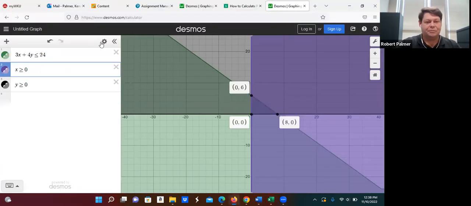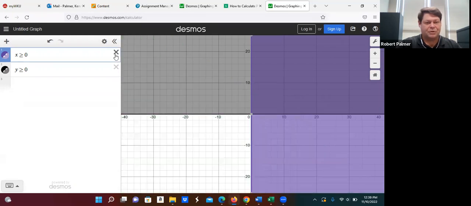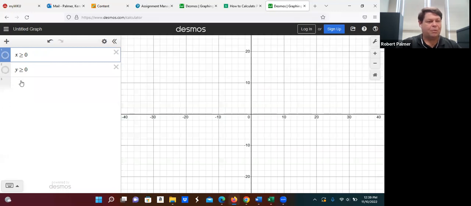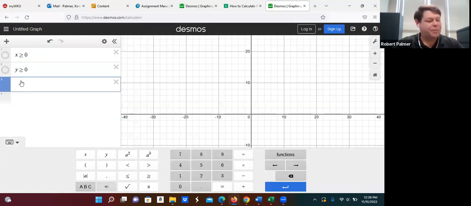So let's get rid of these. Actually, let's go ahead and get rid of these. Let me turn these off and see how that will work. Sometimes it gives me weird colors, so I have to be careful about that and make sure they're kind of contrasting.